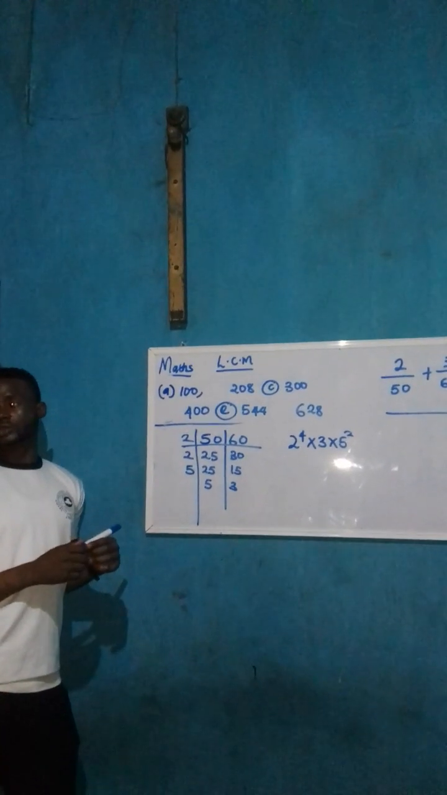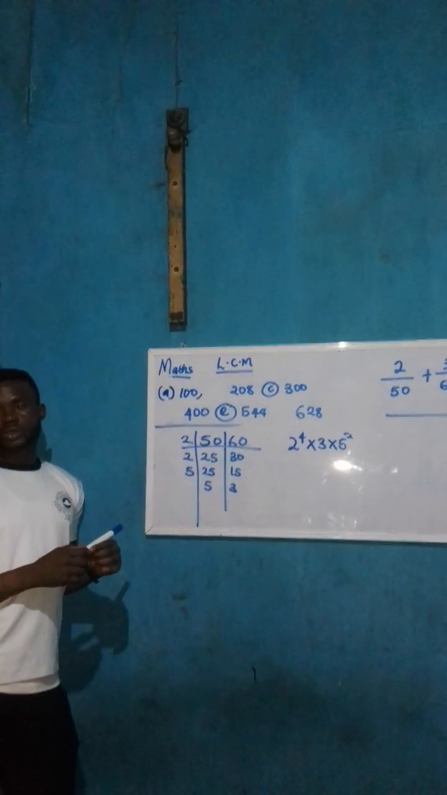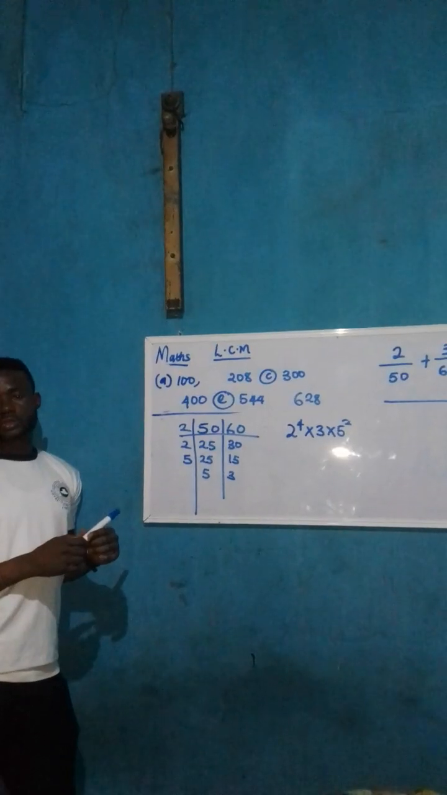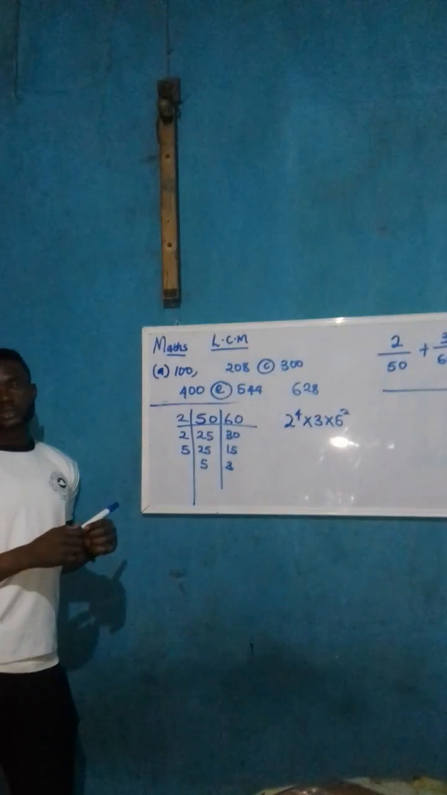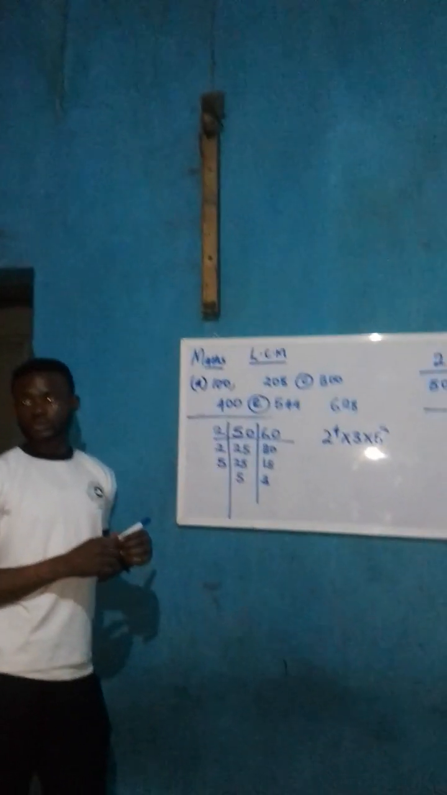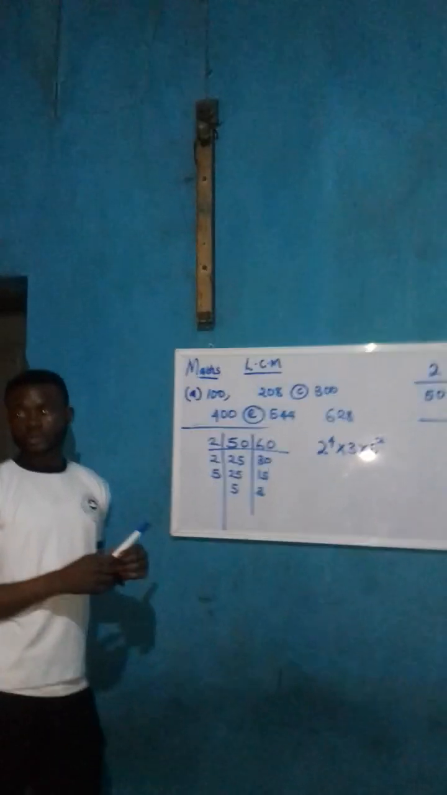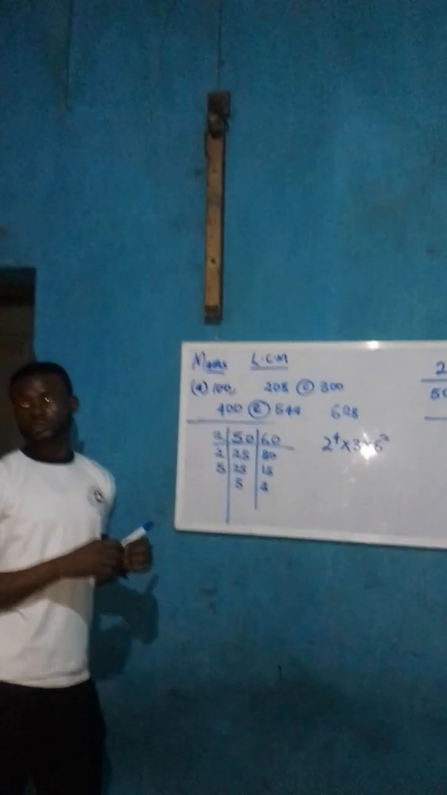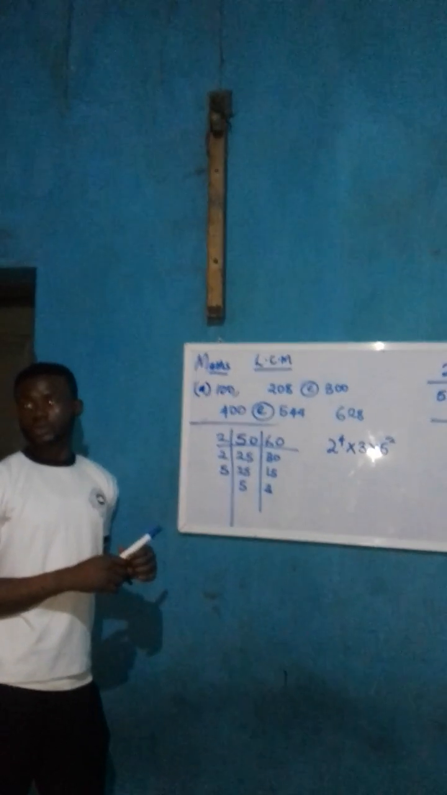How do you understand LCM, lowest common multiple? That is the lowest number that's common to all the numbers. That's right. You understand?